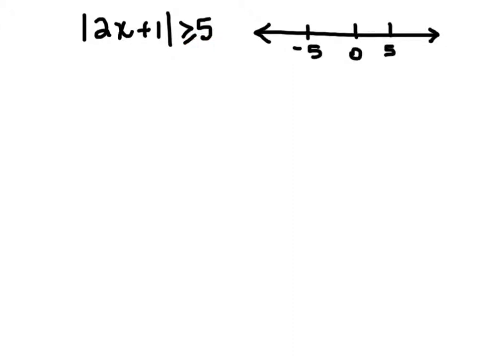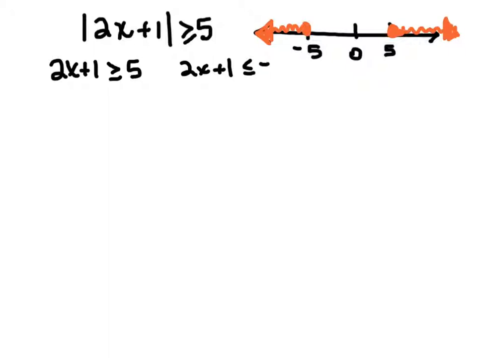So if I were to think about that, all of these numbers, the distance is greater than or equal to 5. But because of absolute value, all of these numbers, the distance is greater than or equal to 5 the other way. Right? So what that really is saying is that 2x plus 1 has to be greater than or equal to 5, and 2x plus 1 has to be less than or equal to negative 5. And there's a rule. If I have greater than or equal to, I do the normal, and then I flip it and change the sign.